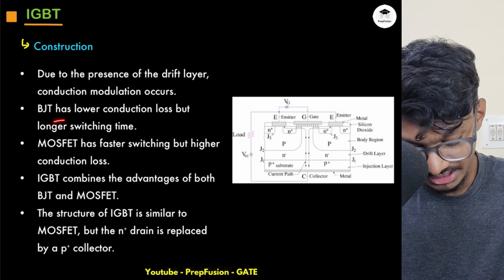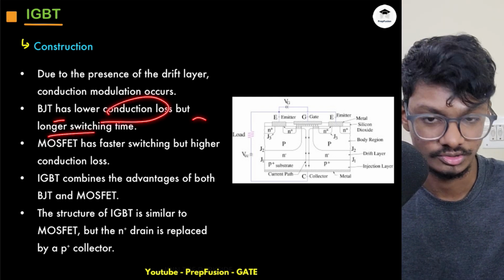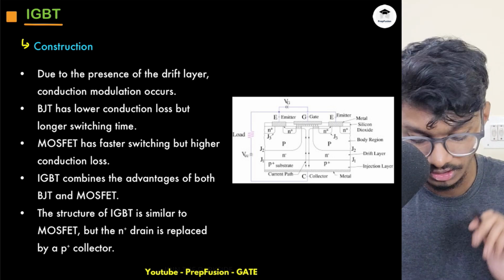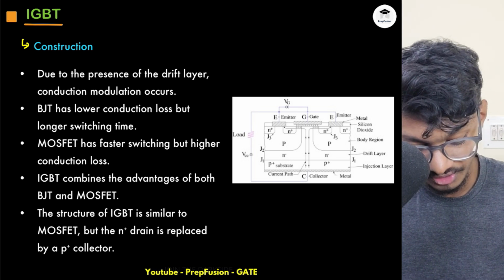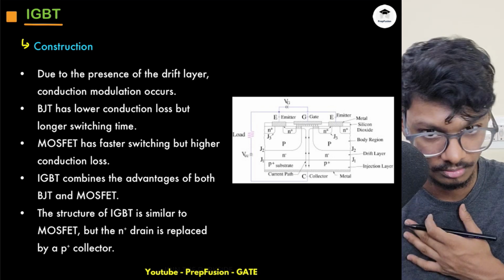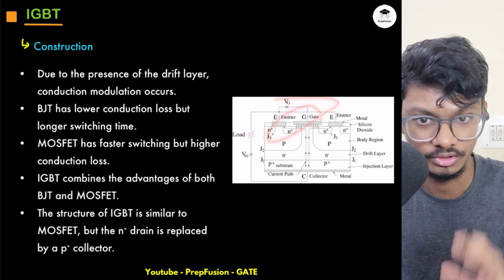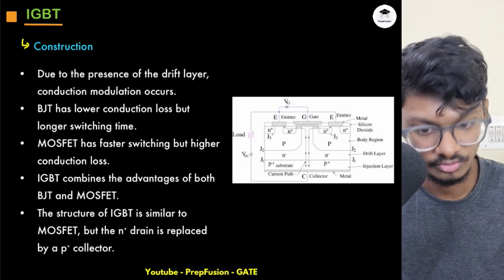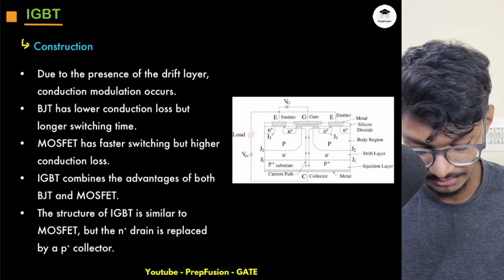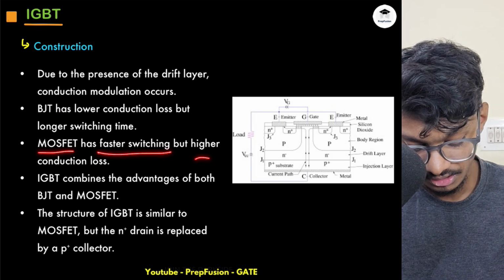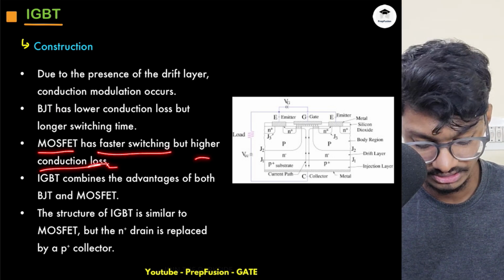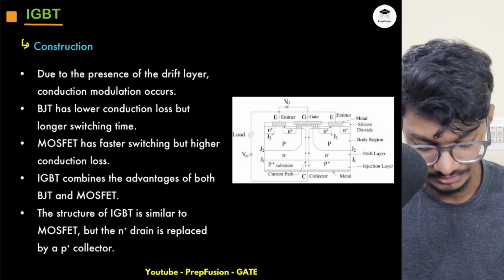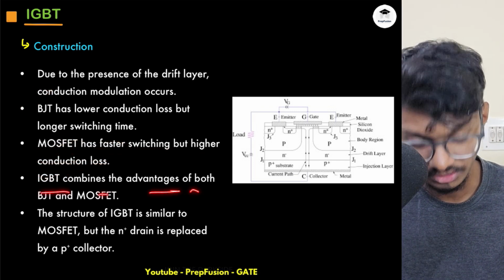BJT has lower conduction loss but longer switching time. So although the conduction loss is lower, it is not lower than BJT. But here it takes the good thing from MOSFET, that it has lower switching time, so it will have less reverse recovery time. Okay, IGBT will have less reverse recovery time than BJT. MOSFET has faster switching but higher conduction loss. Why is the conduction loss higher? As conduction modulation is not present in MOSFET. That's why IGBT combines advantages of both BJT and MOSFET.